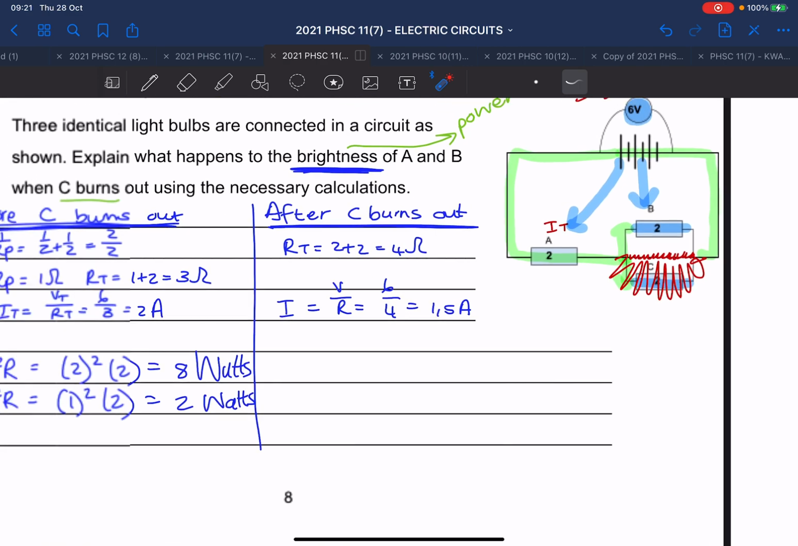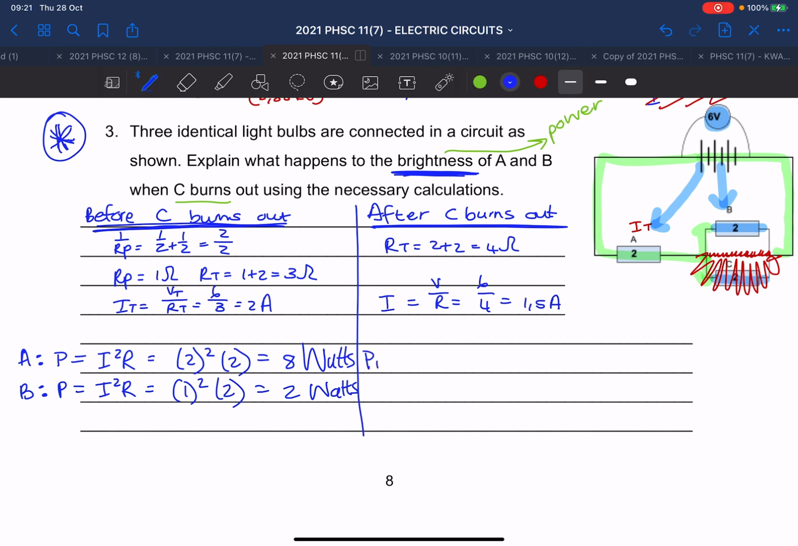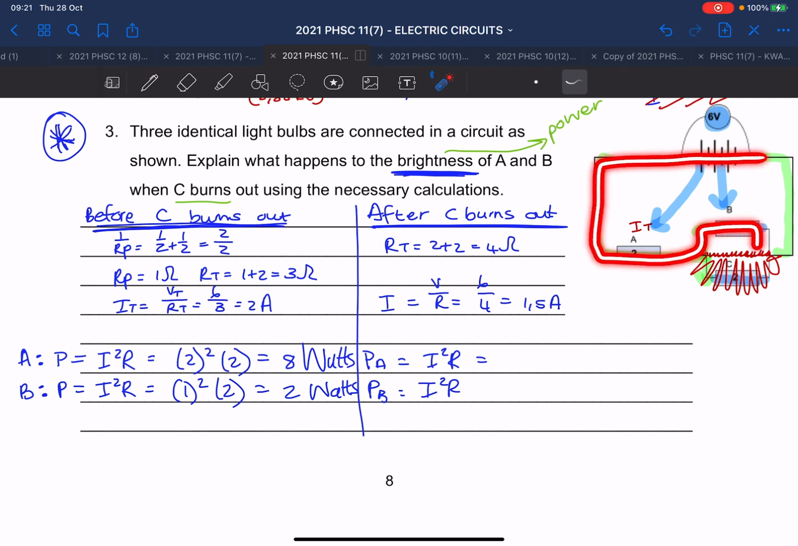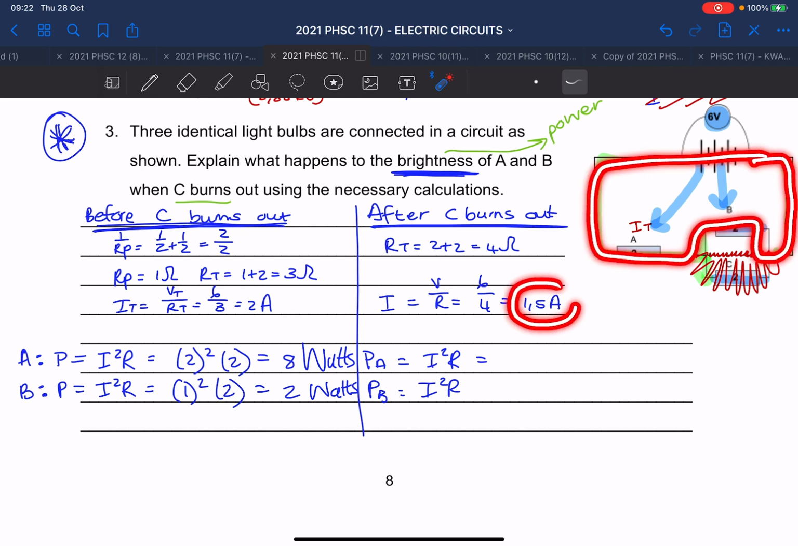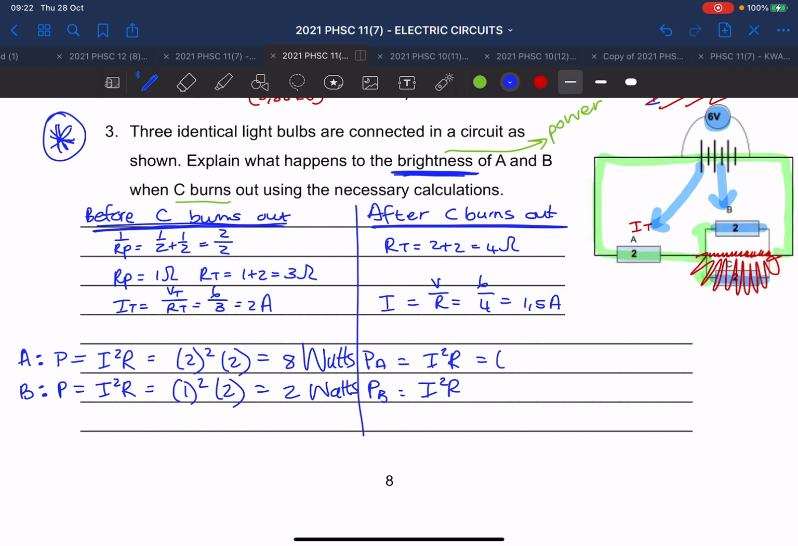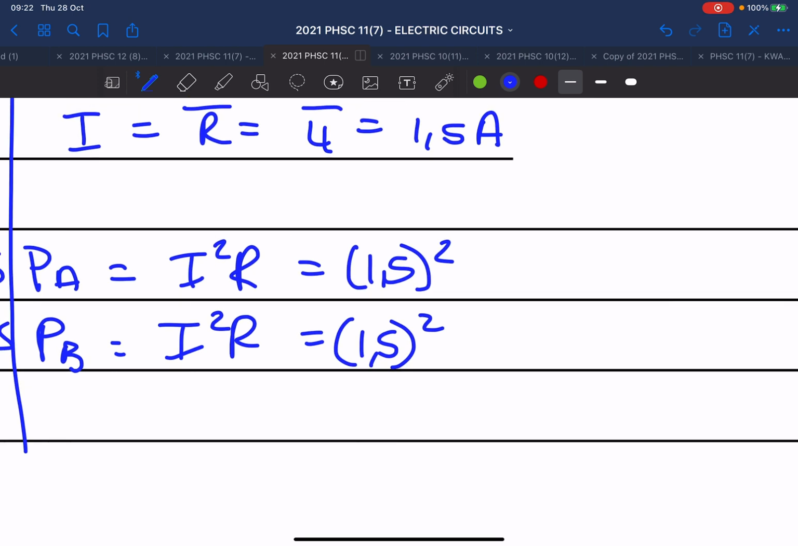Okay, right, now we want to get the brightness of A and B. So the brightness of A, the brightness of B. Again, I'm going to use the same formula. Can you see now that the current is the same everywhere? Okay, the current doesn't split up. So if the total current is 1.5 amperes, then A will get 1.5 amperes and B will get 1.5 amperes. I'm going to zoom in there now. They are the same. Their resistances are the same.